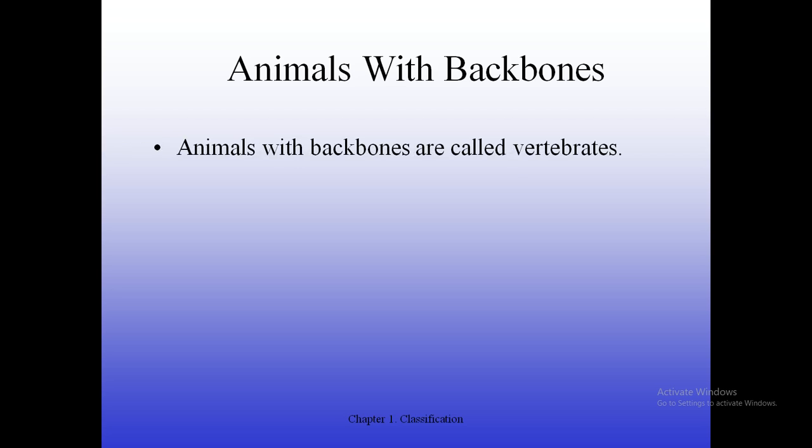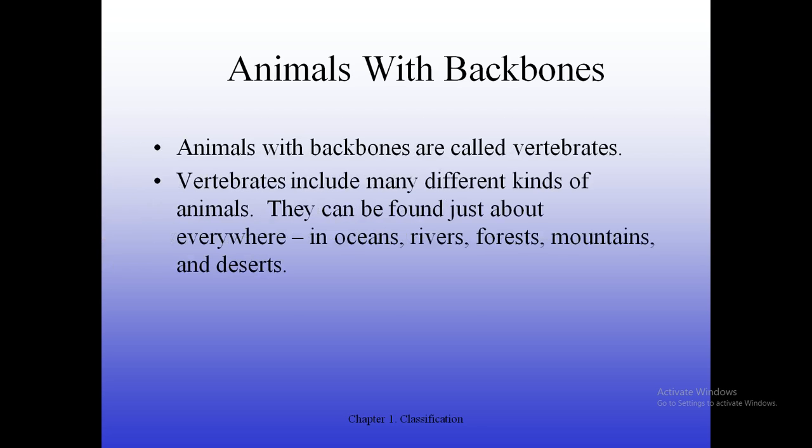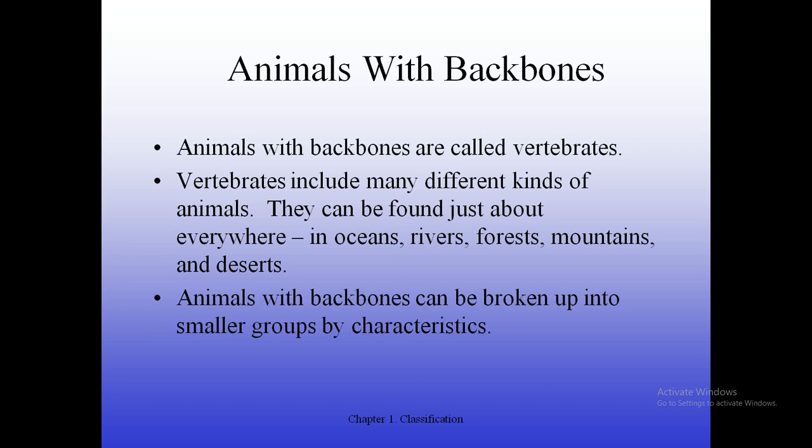Animals with backbones are called vertebrates. Vertebrates include many different kinds of animals. They can be found just about everywhere. They are cosmopolitan in oceans, in rivers, in forests, in mountains, and in deserts. Animals with backbones can be broken up into smaller groups by characteristics. They have different types of characteristics on the basis of which we classify these organisms into different classes.